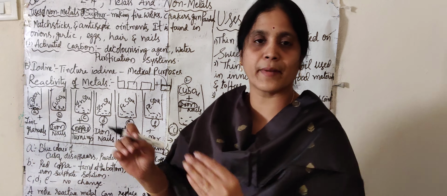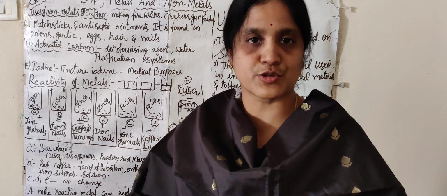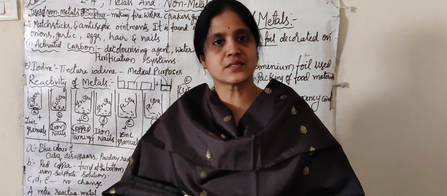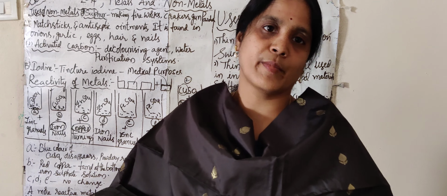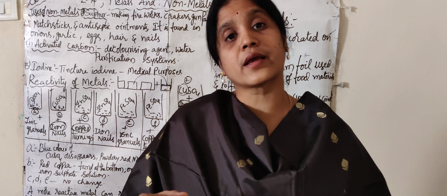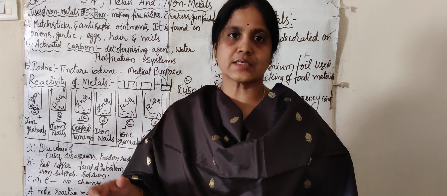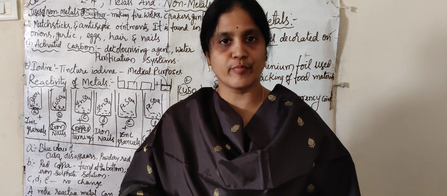Same here also, some metals are weak and some metals are strong. So the weak metals cannot replace the higher reactive metals, but the higher reactive metals can replace the low reactive metals. So this is about the reactivity of metals.